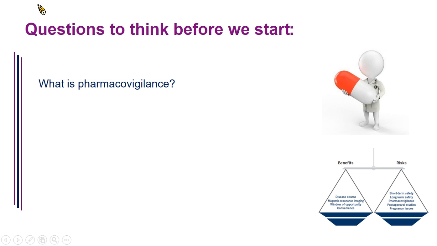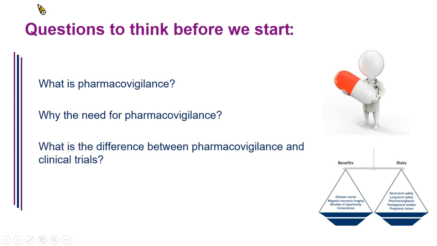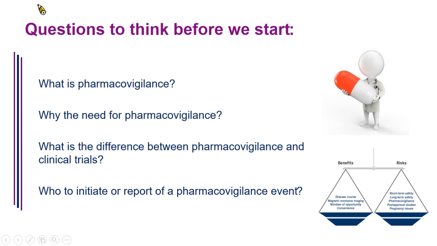So, to think first, what is pharmacovigilance? Second, why is there a need for doing pharmacovigilance? What is the difference between pharmacovigilance and clinical trials? What are the differences that these two different monitoring or study resources can provide us with? And then who initiates or who reports a pharmacovigilance event that has to be targeted?